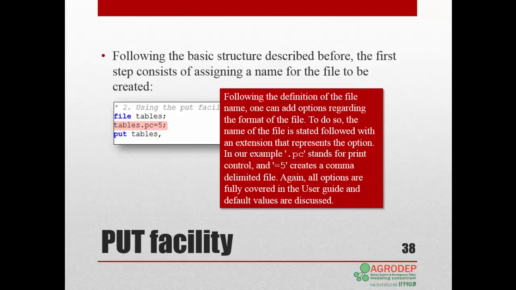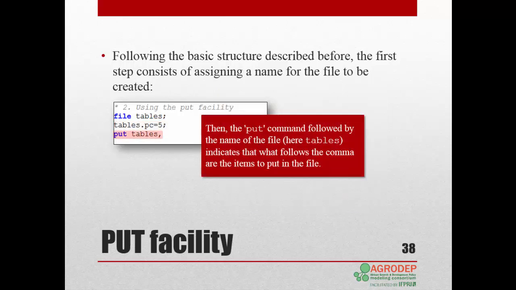Following the definition of the file name, you can add options to control the format of that file. This is done by adding an extension to the file, for example, .pc stands for print control. It indicates the type of delimiter that will separate data items. The value 5 attributed to it creates a comma-delimited file. For a complete list of formatting options and default values, we refer you to Section 15.5 of the GAMS User's Guide. This put statement identifies the file in which to write output items. It is followed by a comma.